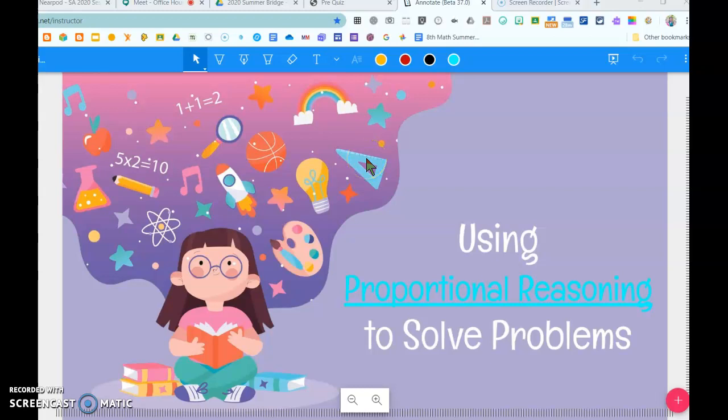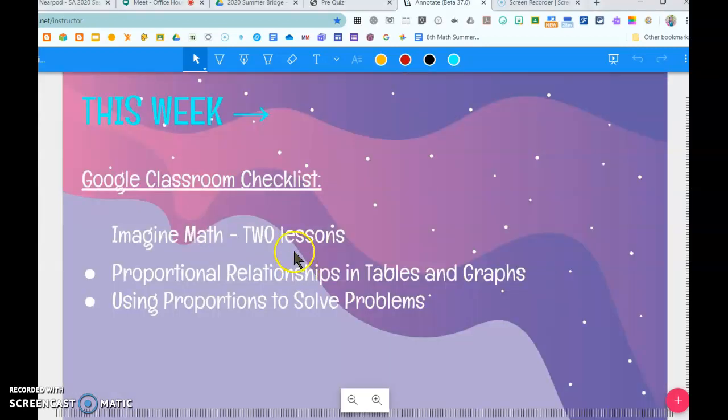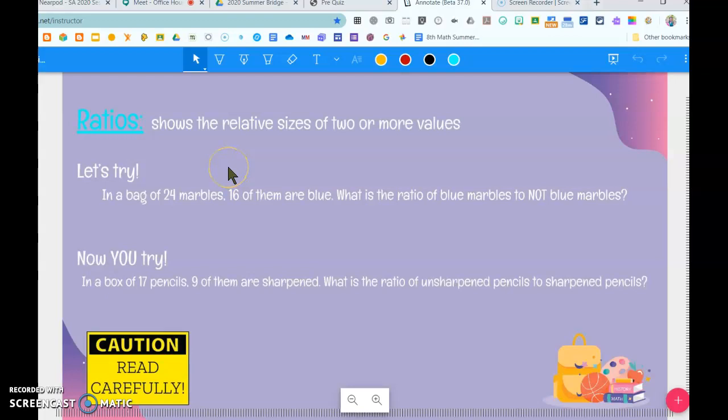All right, today we're going to use proportions to solve problems. So again, it's a continuation of last week and Tuesday. This week you need 2 more lessons. So by the end of this week, you should be complete with proportions to solve problems. So that'll give you, I think it was 9 lessons. If you want to move on to next week's lessons, which are about probability, you're welcome to.